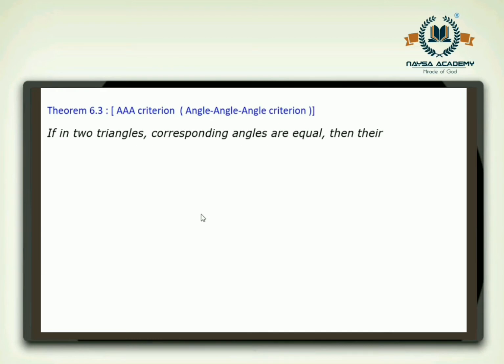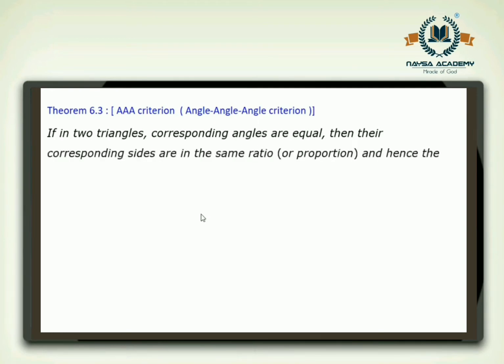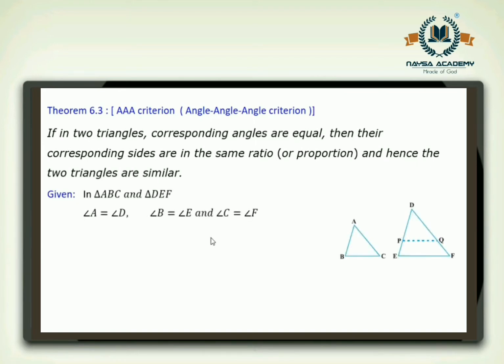So the theorem is, if in two triangles corresponding angles are equal, then their corresponding sides are in the same ratio and hence the two triangles are similar. So it is given that in triangle ABC and triangle DEF, angle A equals angle D, angle B equals angle E and angle C equals angle F. Now when corresponding angles are equal, we first have to prove that their corresponding sides are in equal ratio, that is AB upon DE equals BC upon EF equals AC upon DF, and hence I have to prove that triangle ABC is similar to triangle DEF.